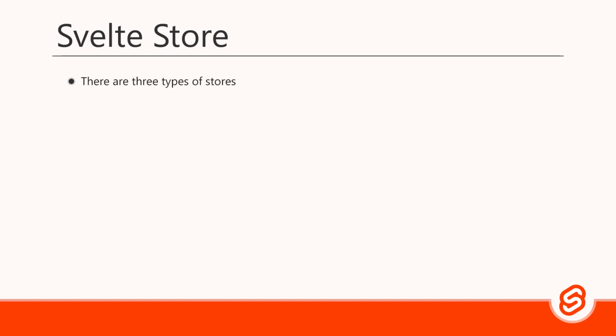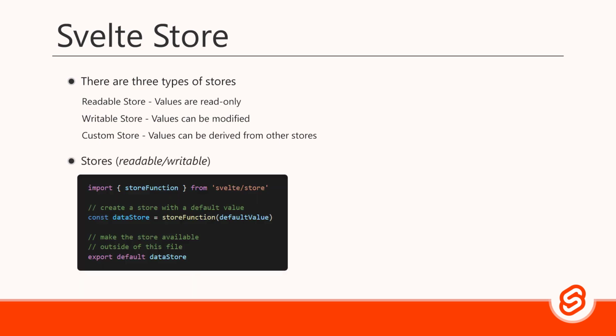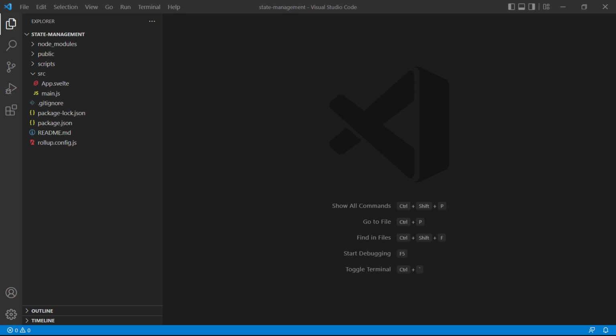In Svelte, there are three types of stores. A Readable Store is a store where the values inside it are read-only. A Writable Store is a store where the values inside it can be modified. And a Custom Store is a store where the values can be derived from other stores. The Readable and Writable stores each have a corresponding method that we use to create the store values. And of course, the values can be anything, like an object, array, etc. A Writable Store is probably the most common one you'll use, so that's where we'll start.